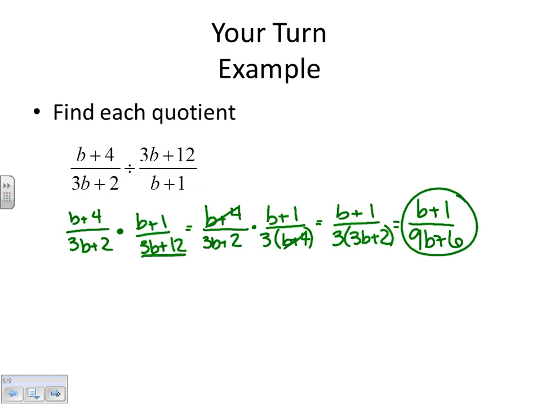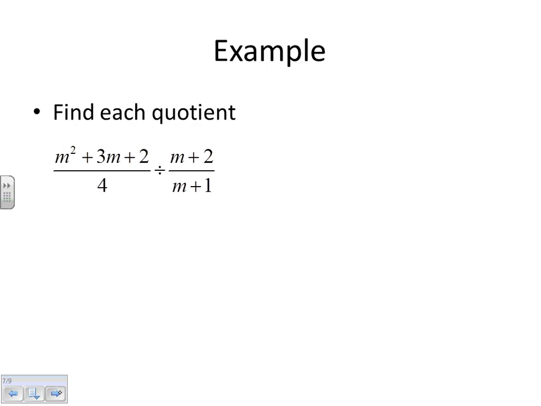Okay, so hopefully you guys got that one correct. We're going to look at one more type of example with a trinomial involved. And so first of all, before we even start, we're going to flip and multiply this guy. So this is (m squared + 3m + 2) over 4. Flip, multiply (m + 1) over (m + 2).